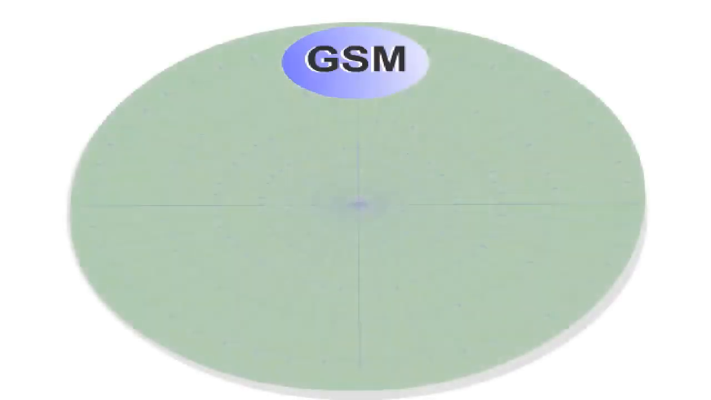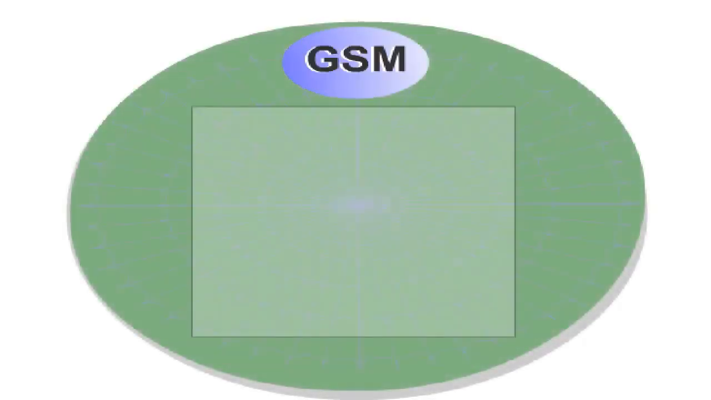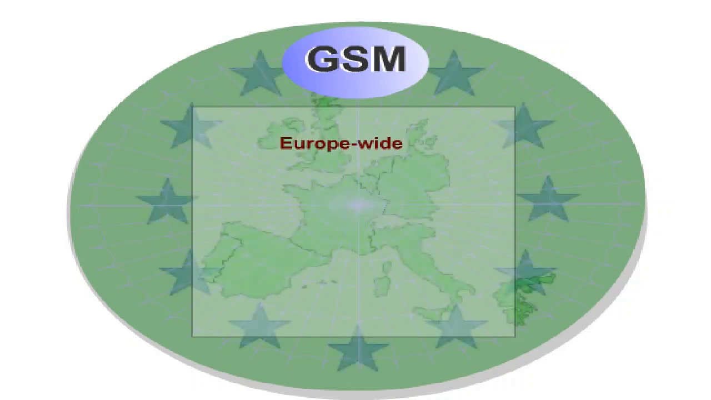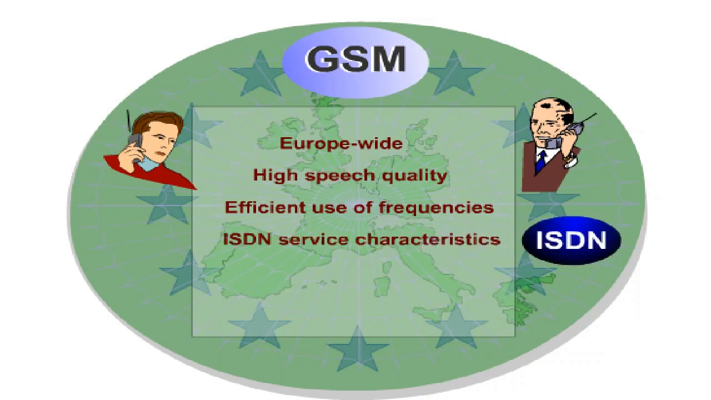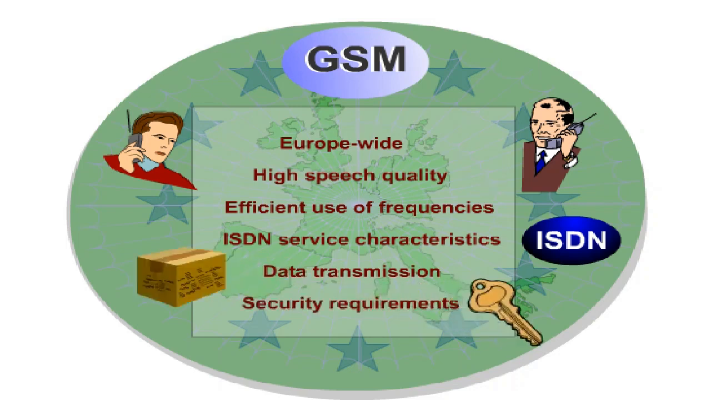The GSM specification had to consider the following. The system had to function Europe-wide, provide a high speech quality, use the available frequencies as efficiently as possible, provide ISDN service characteristics, be compatible with other ways of data transmission, and meet high security requirements as far as the customers and the transmitted information were concerned.